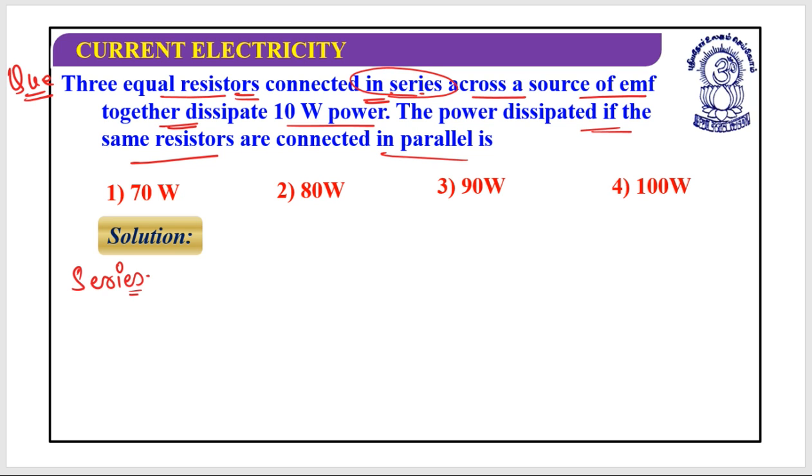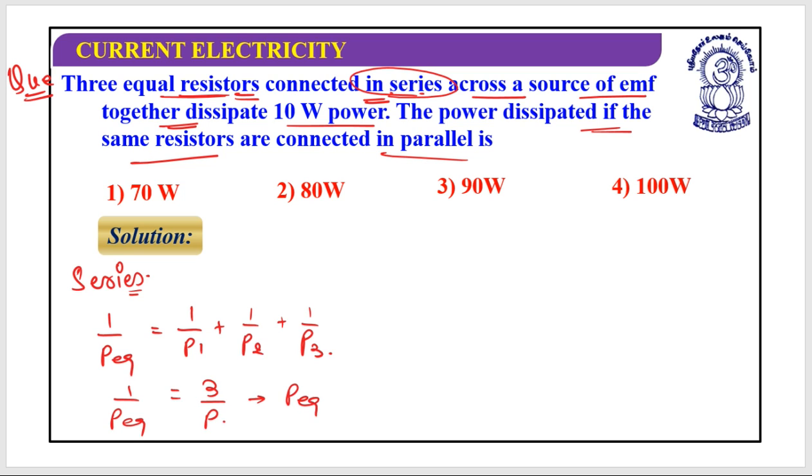their equivalent can be written as 1 by P equivalent, that could be equal to 1 by P1 plus 1 by P2 plus 1 by P3. Yes, these are equal resistances, so their power must be equal. So this can be written as 3 by P, but this is 1 by P equivalent. So P equivalent can be written as P by 3.